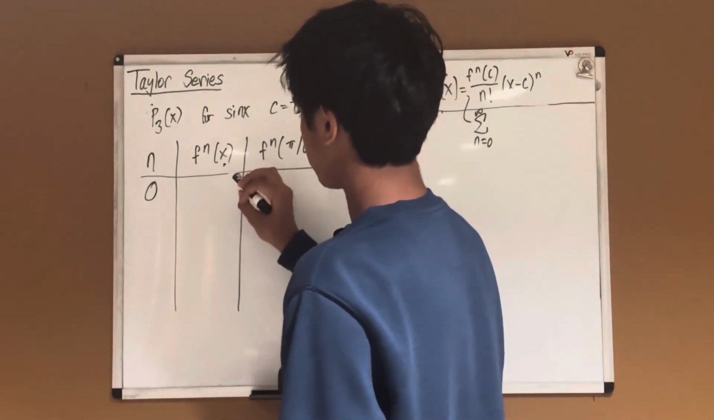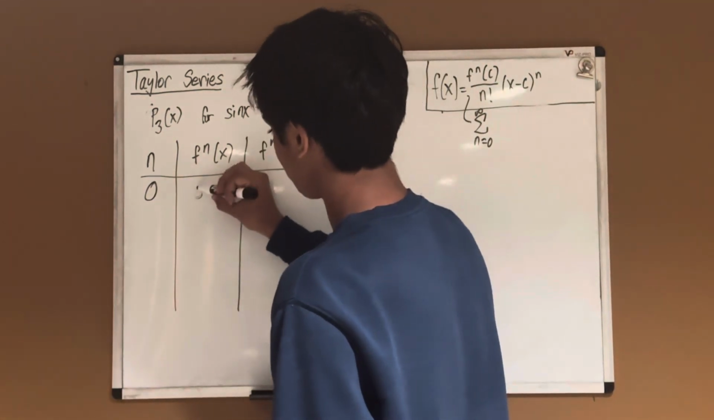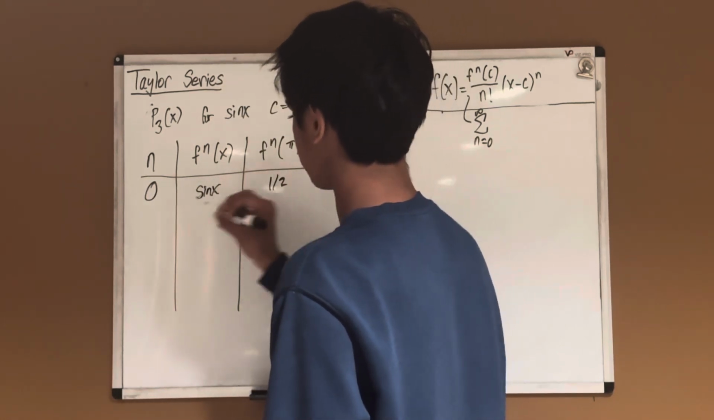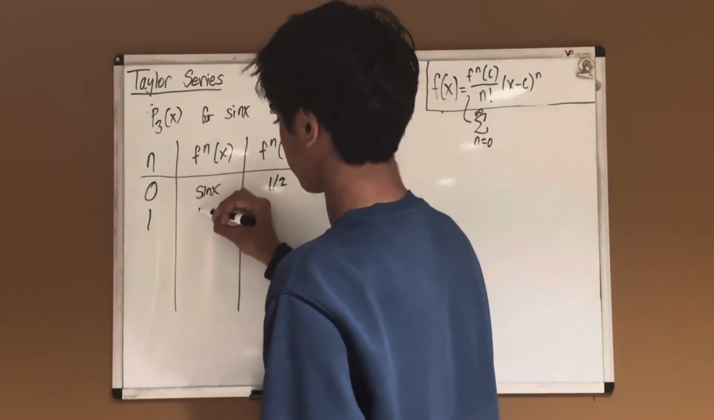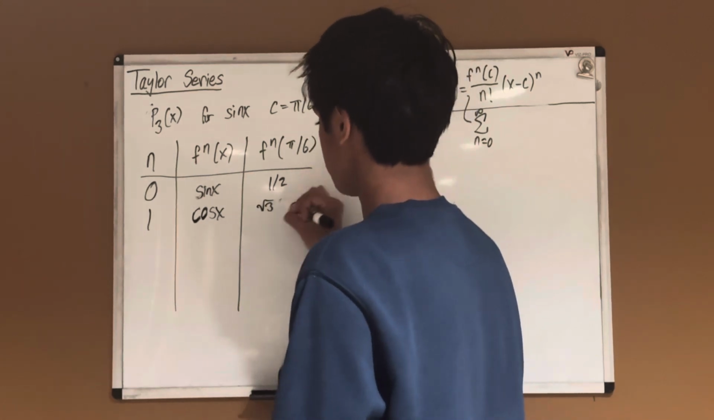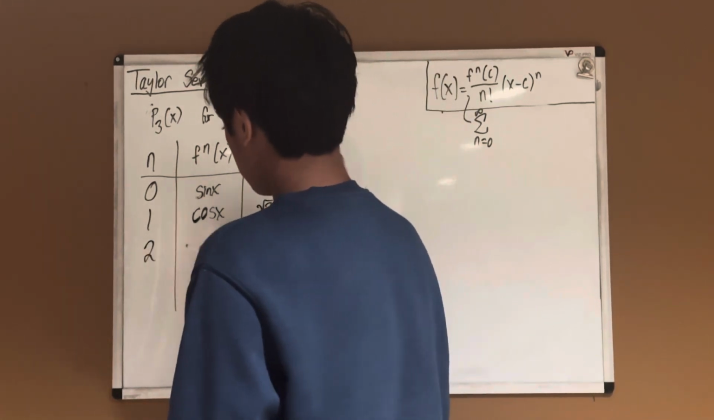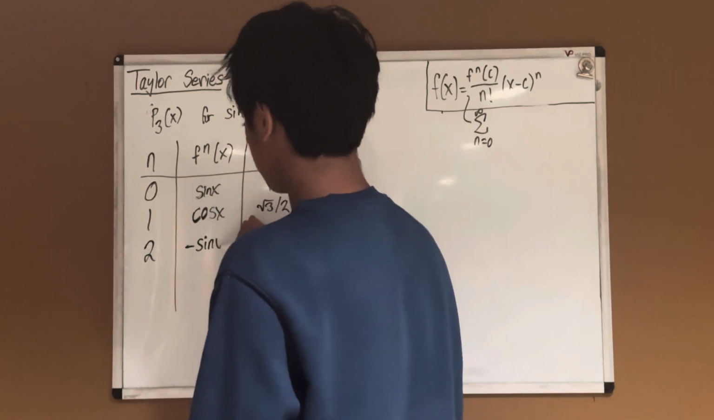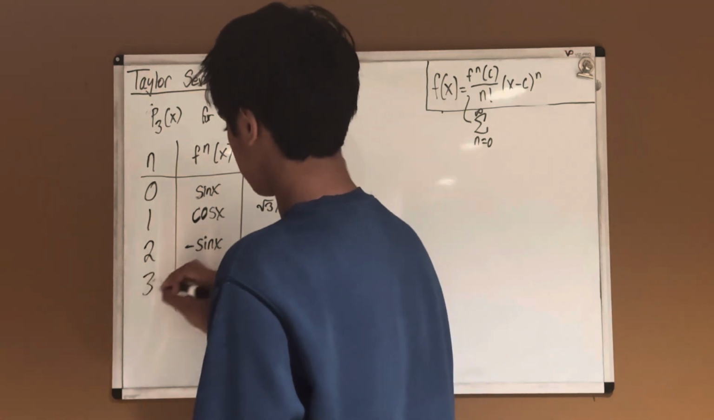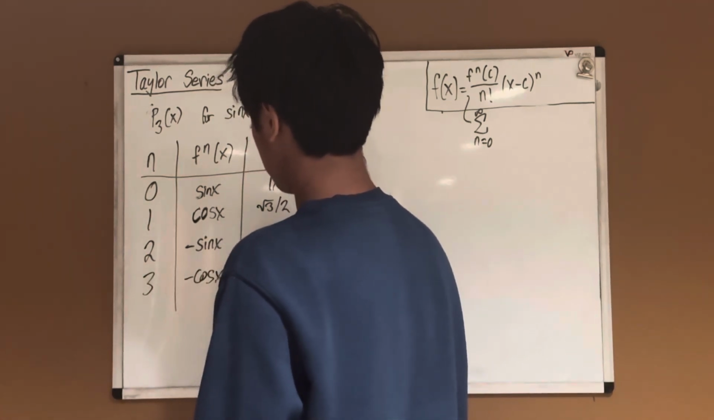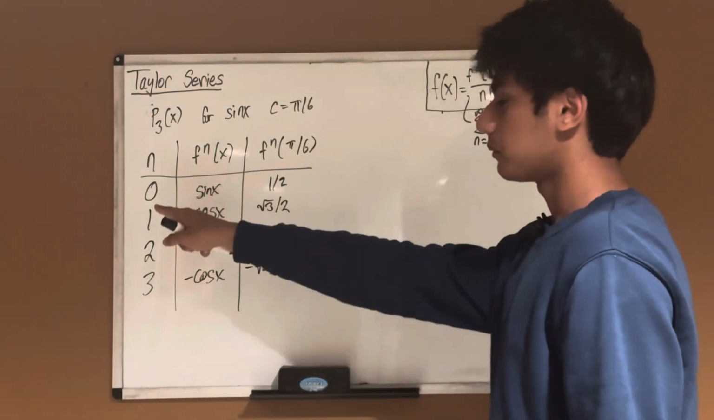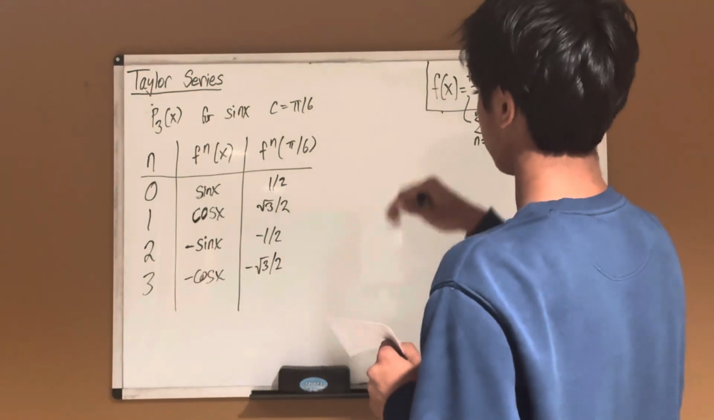So 0, the 0th derivative, is just sine of x. Sine of pi over 6 is 1/2. And then we do the next one, cosine of x, because that's the first derivative. Cosine of pi over 6 is square root of 3 over 2. Then we do n equals 2, that's negative sine of x. Again, we're just taking the derivatives. Plug it in, we get negative 1/2. And then we do 3. 3 is negative cosine of x, which is negative square root of 3 over 2 at pi over 6. So now we have the table, we can generate our Taylor series using the formula.